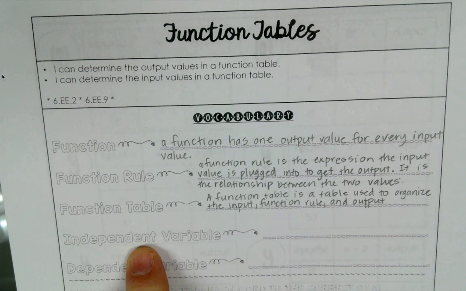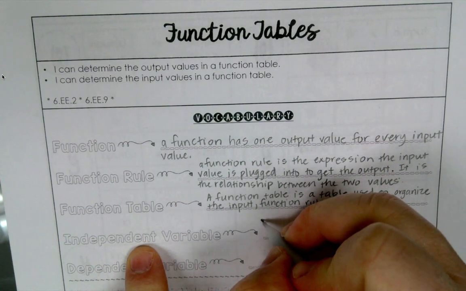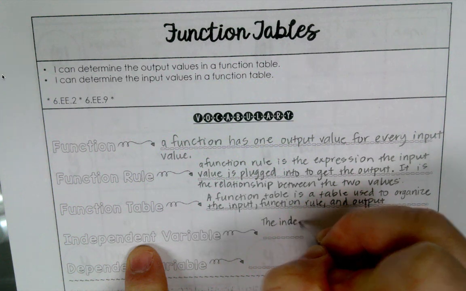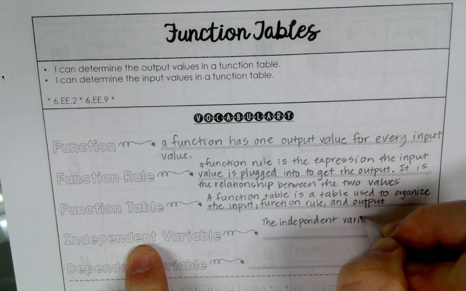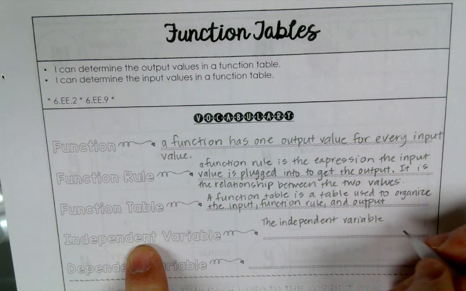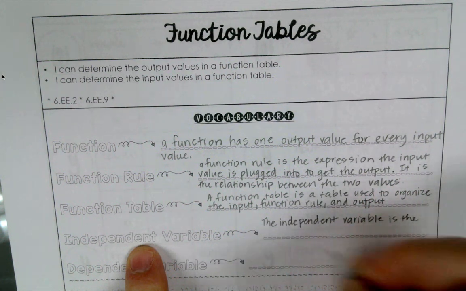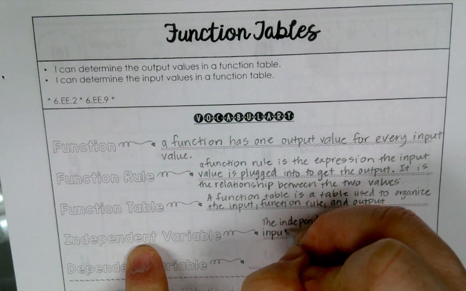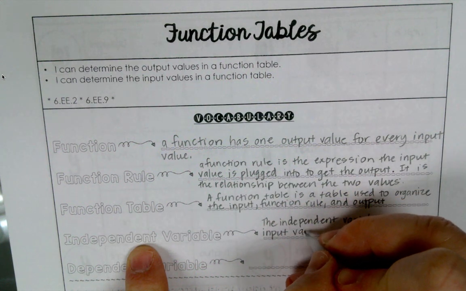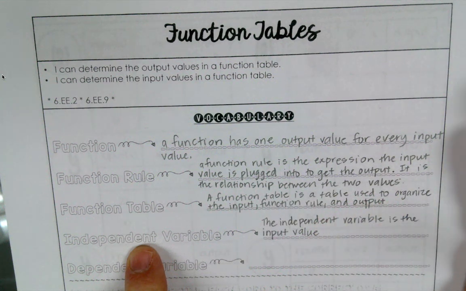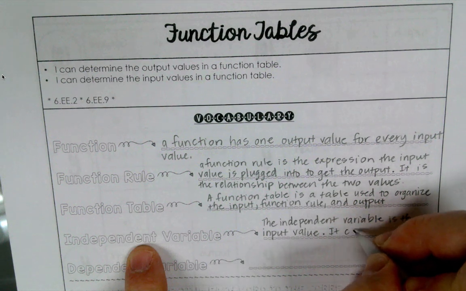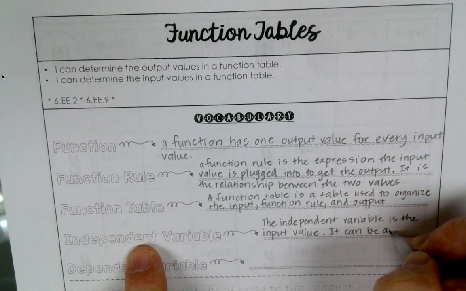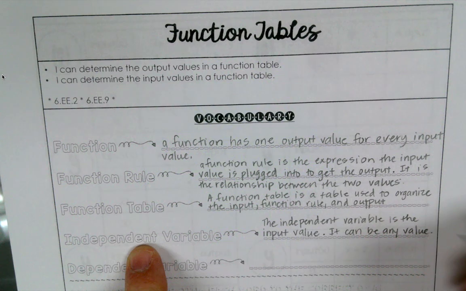The independent variable is the input value, okay? It's your input. It's like x and y, it's your x. And it can be any value. Right?